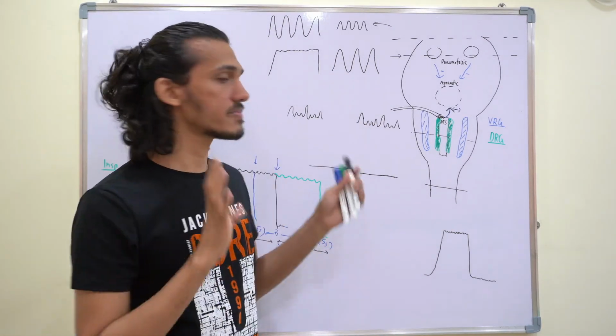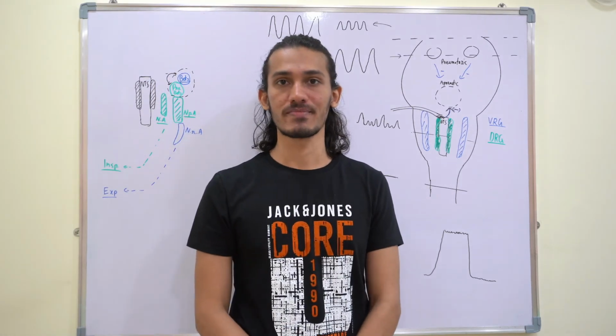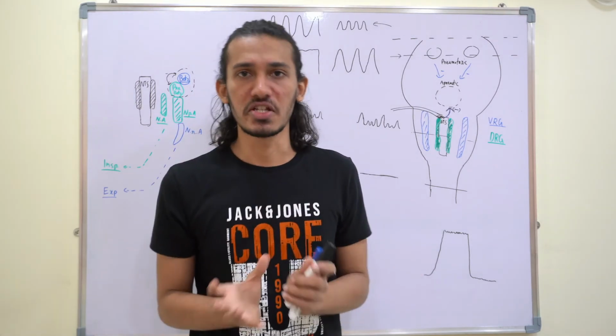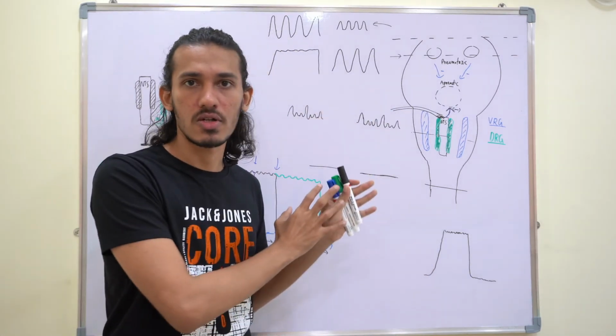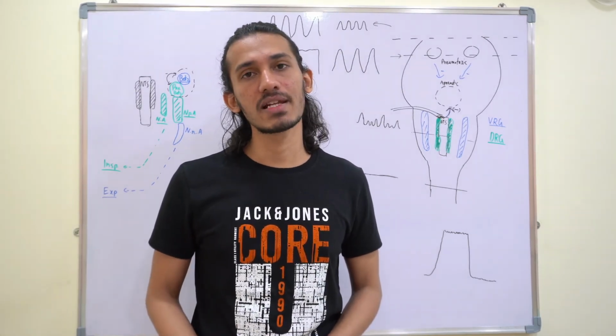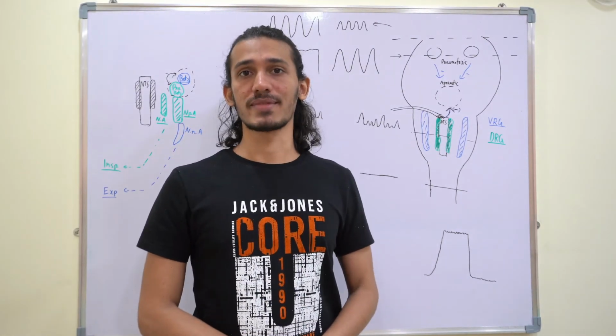So that sums up your neural regulation. I hope this is clear. If you understand central pattern generators and relate them to what I taught over here, then it will be simple to understand. In the next episode, we'll go to chemical regulation of respiration.